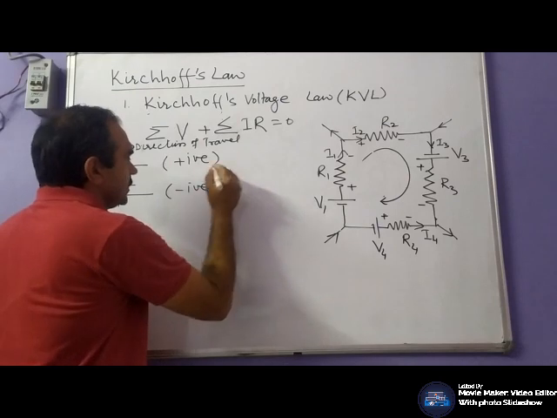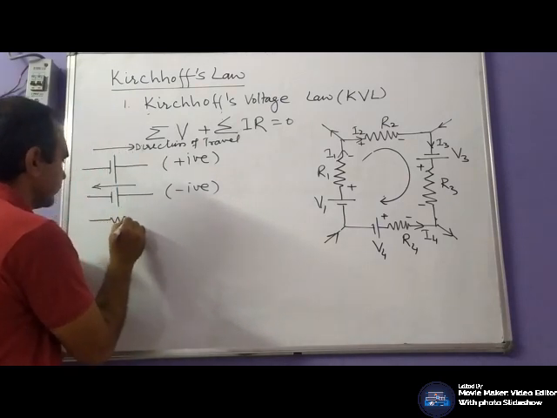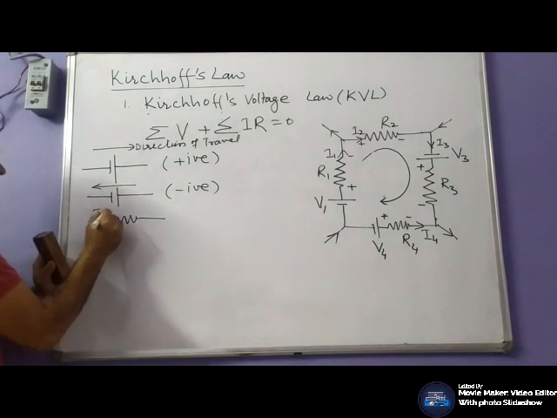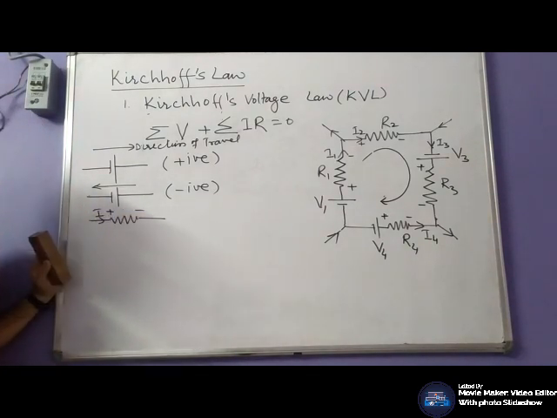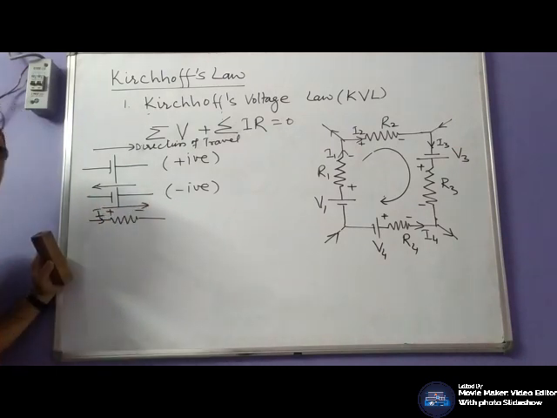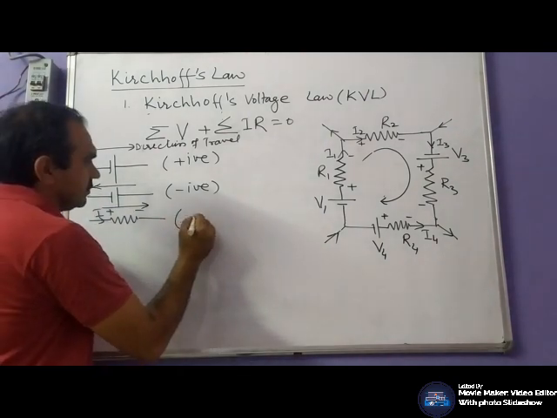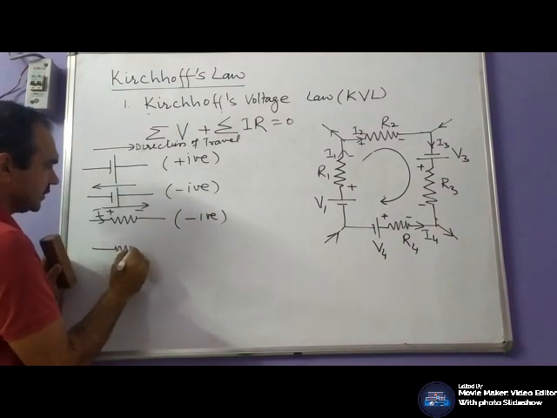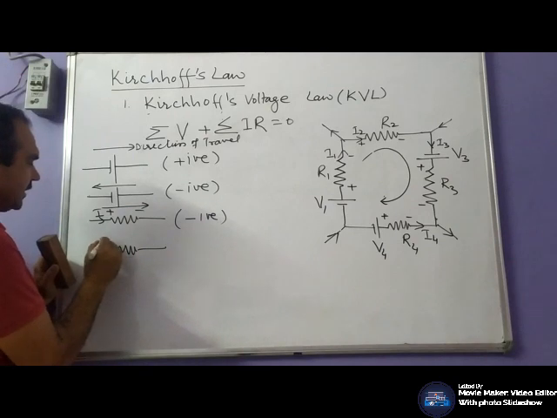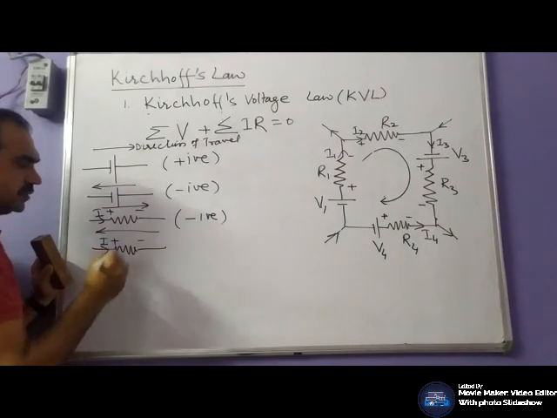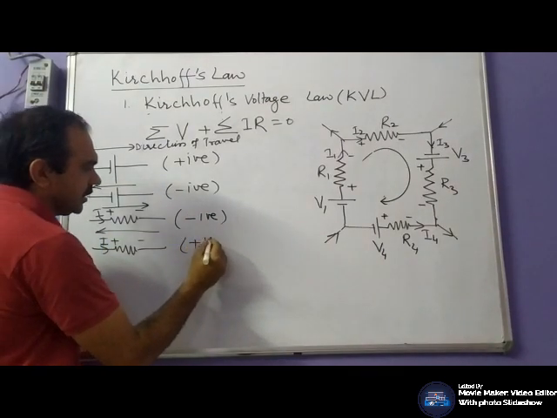For example, we have the resistance and this is the direction of current. So this would be the higher potential end, this would be the lower potential end. And if this is the direction of travel, we are moving from higher to lower, so it would be negative. And if this is the direction and our direction of travel becomes reverse, it would be positive.